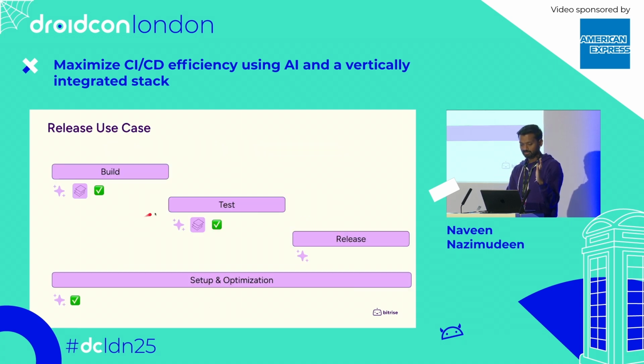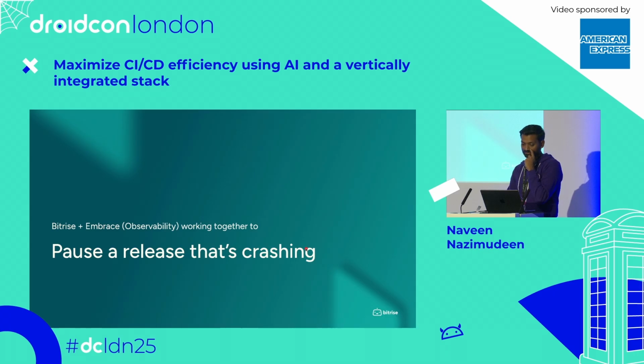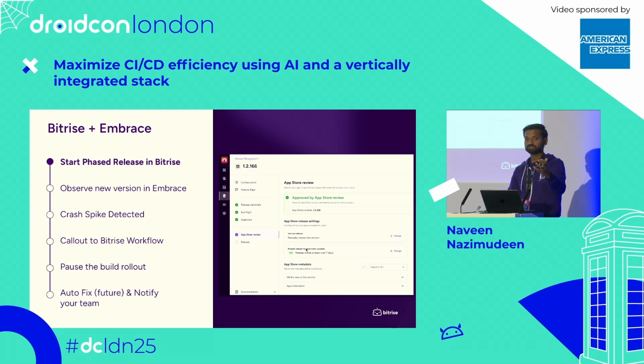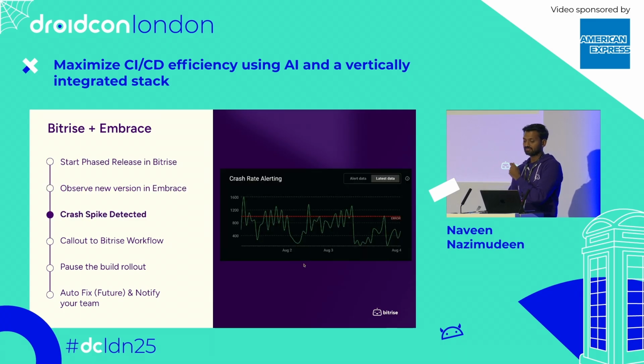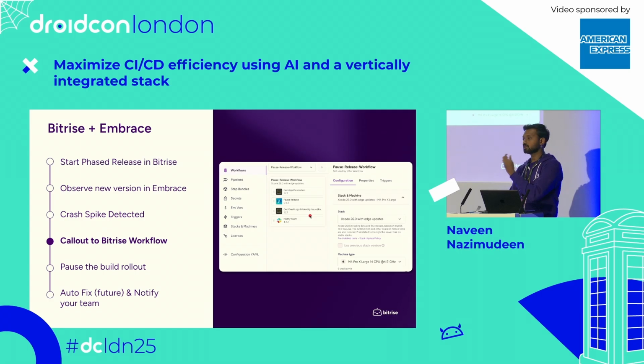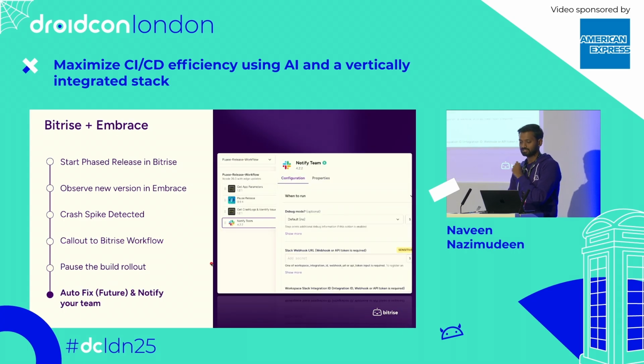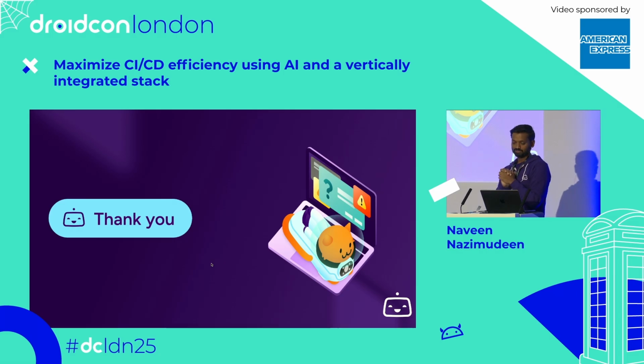We looked at build, test, setup, and optimization. I want to quickly touch on one last use case that I'm seeing more customers interested in, the release. For example, if you have observability integrated into your mobile app, you start a release on Bitrise Release Management, and then the observability tool observes the new release, and if it detects a spike, it can make a call out to Bitrise and trigger a Bitrise workflow that will pause the build. And with AI, we can get the crash logs and evaluate what the problem is, and hopefully even use our fixer, but at least inform your teams on what the issue was, pause the build rollout, and then auto fix and notify your team. So that's the final use case I want to touch on with the release workflow.